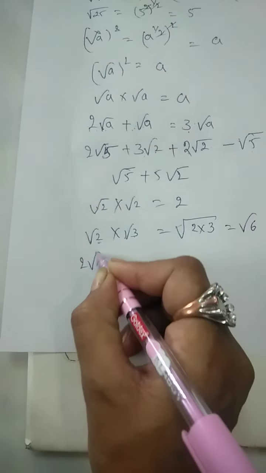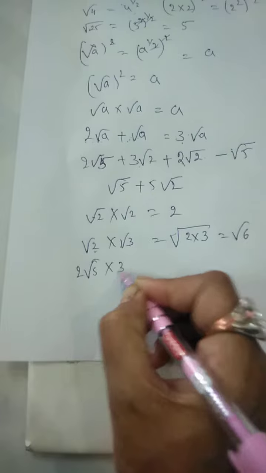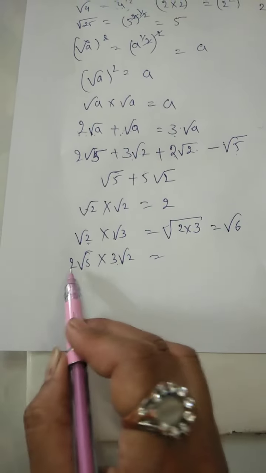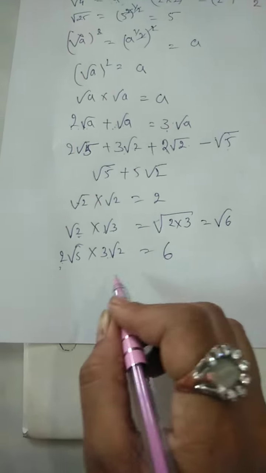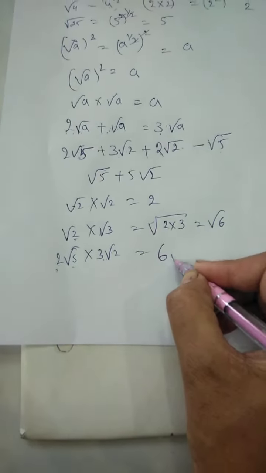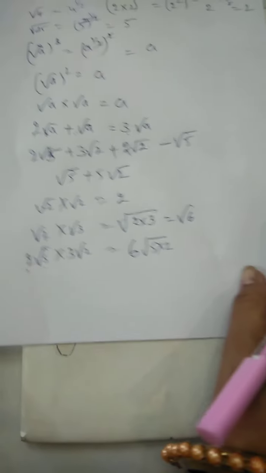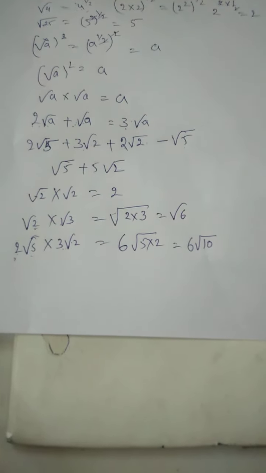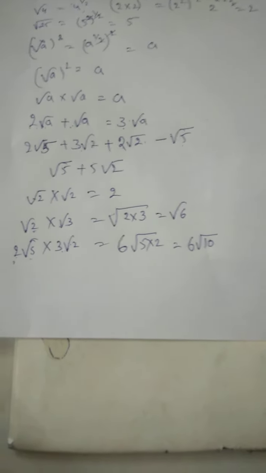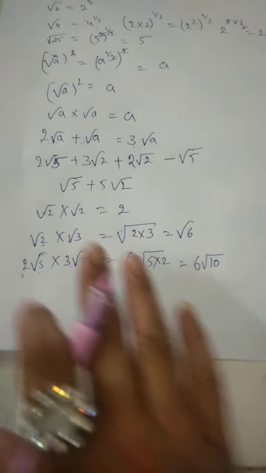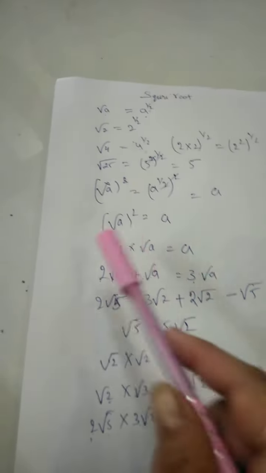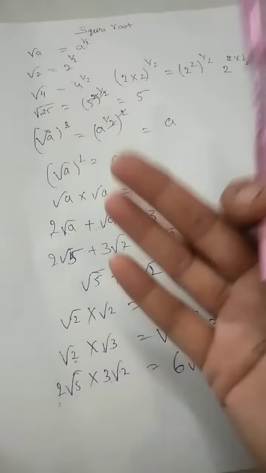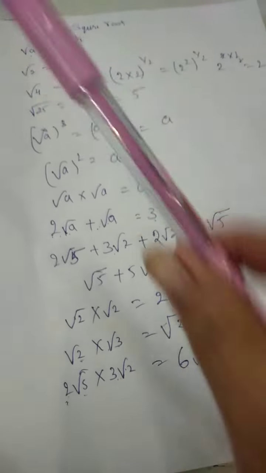2 root 5 into 3 root 2. Then first we multiply the coefficients of this. 2 into 3, 6. Then the values under the root, 5 into 2. So this is equal to 6 root 10. Okay. So in this way we solve the root values. Okay. If we get any root value in any equation, then we solve it this way.